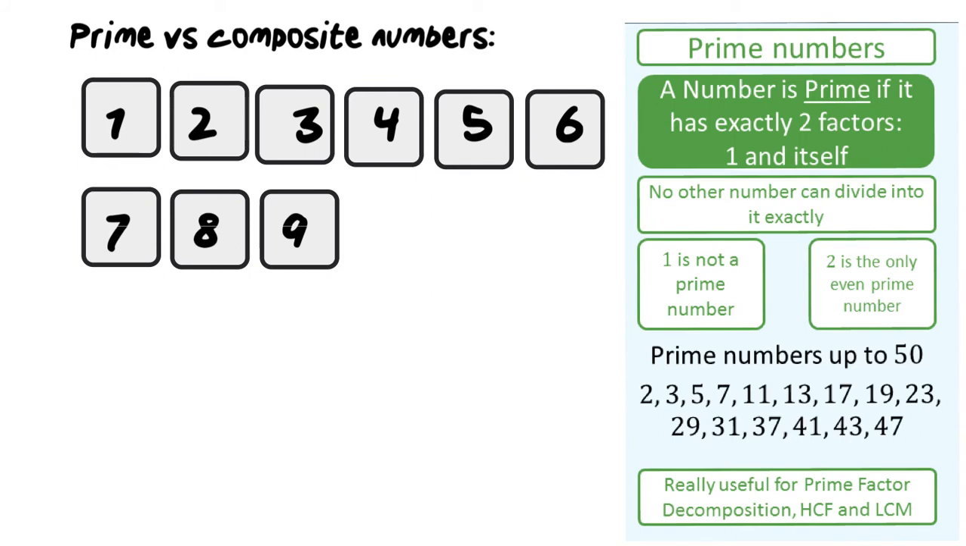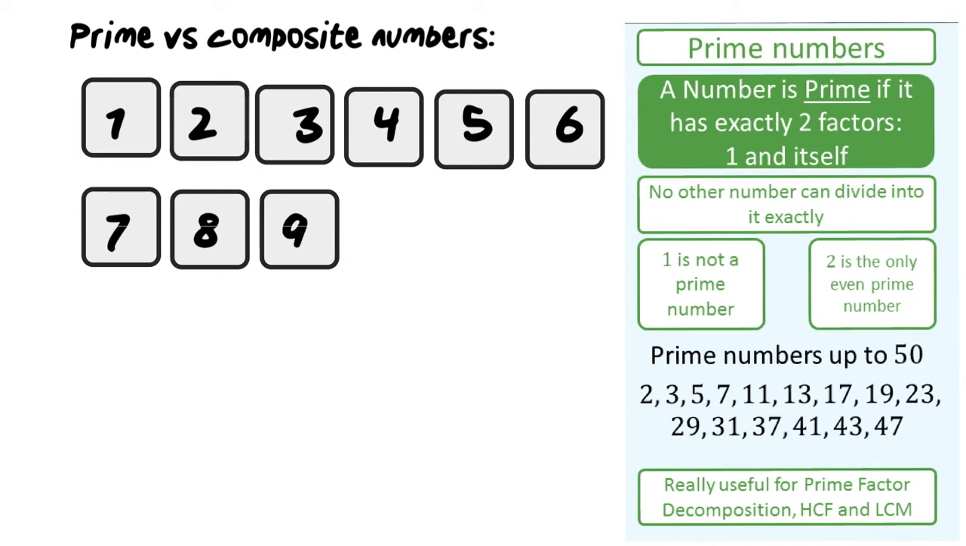Let's quickly recap what we've just done. A prime number is a number that has exactly 2 factors, 1 and itself. No other number can divide it exactly like that. 1 is not prime or composite, and 2 is the only even prime number.